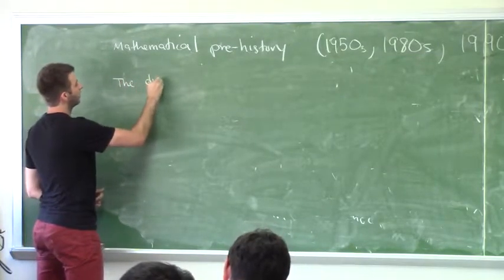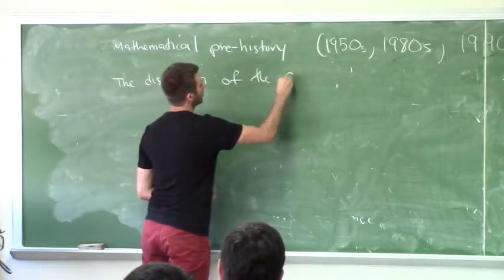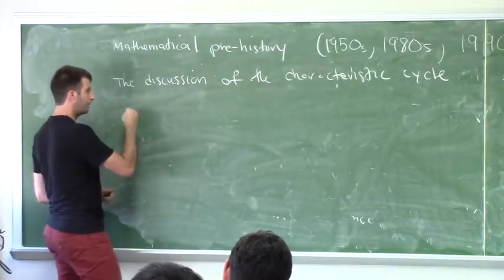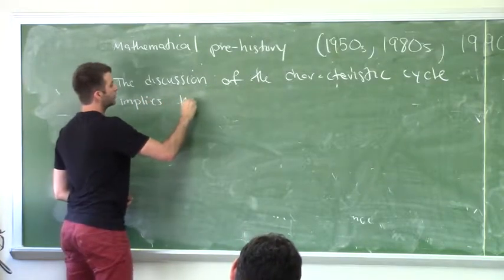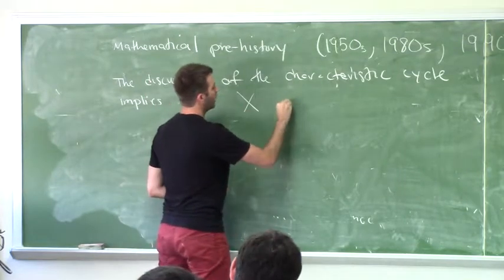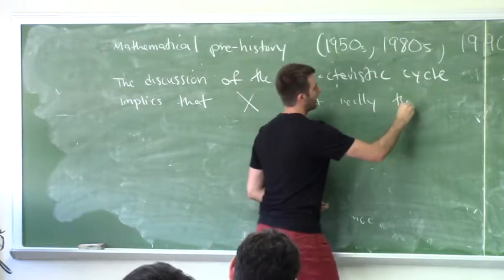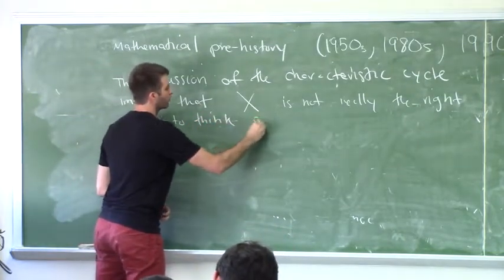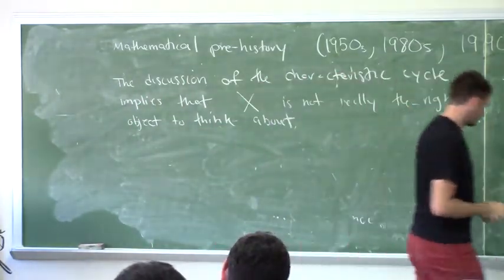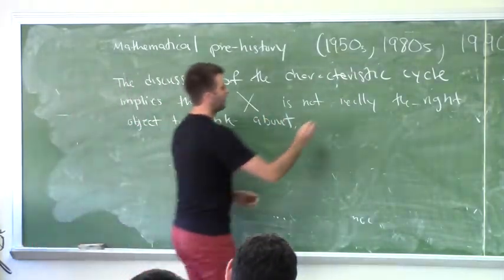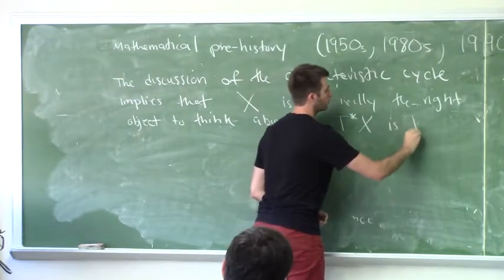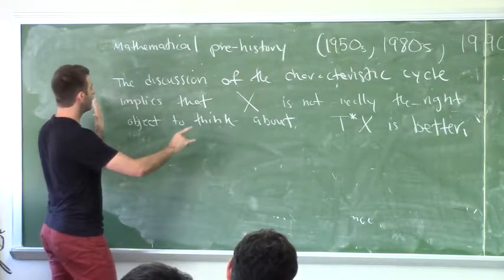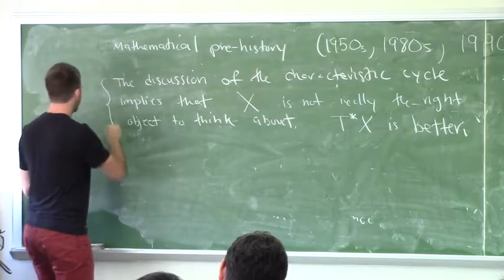So the discussion of the characteristic cycle sort of implies that X is not really the right object to be thinking about, because the characteristic cycle didn't live on X, it lived on T star X. And this sort of philosophy is kind of known as the micro-local viewpoint.